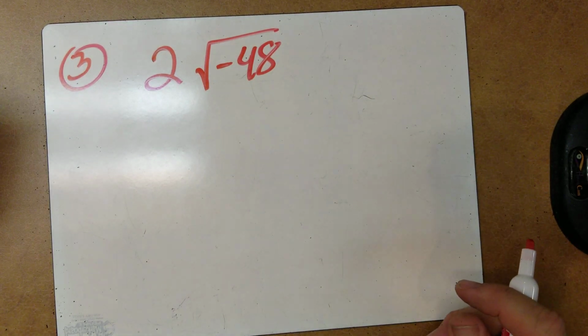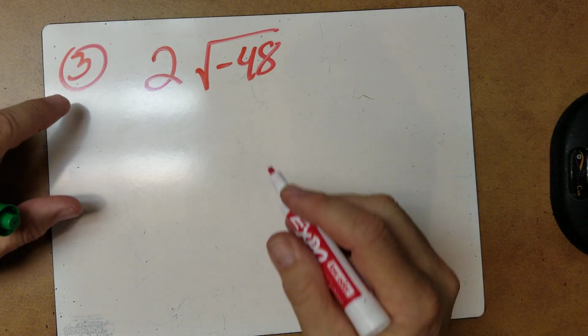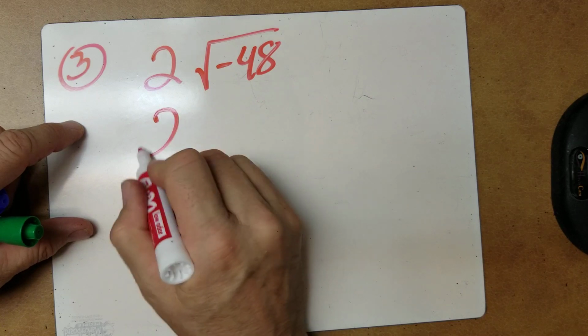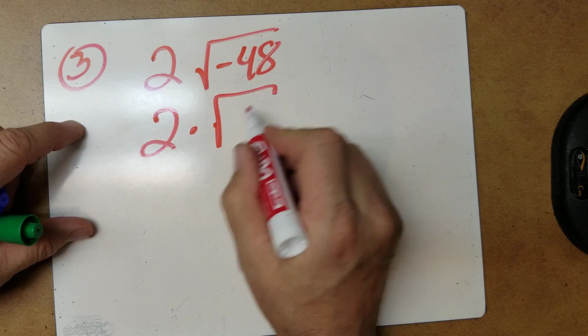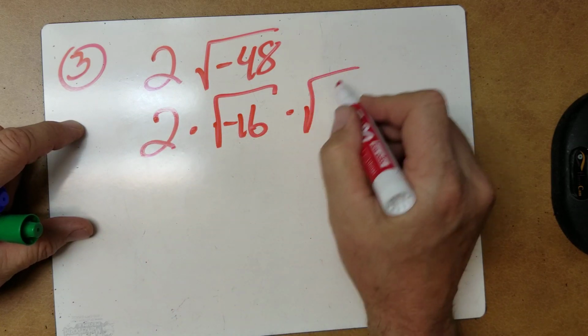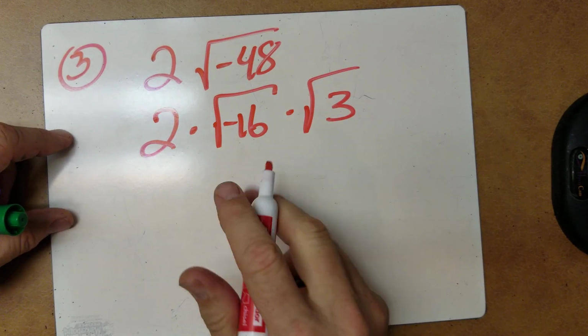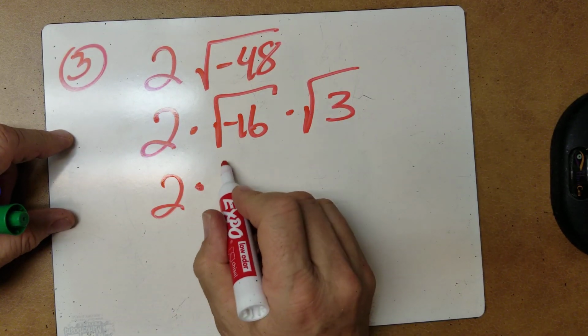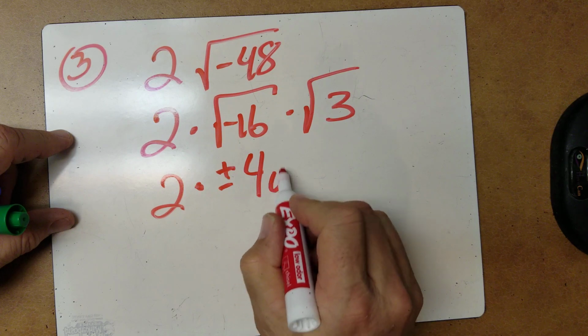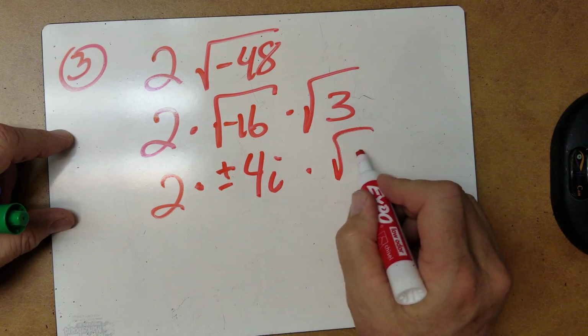What about something like this? 2 times the square root of negative 48. Well, again, this square root of negative 48 could be like this, the square root of negative 16 times the square root of 3. I know what that is. That's plus or minus 4i times the square root of 3.